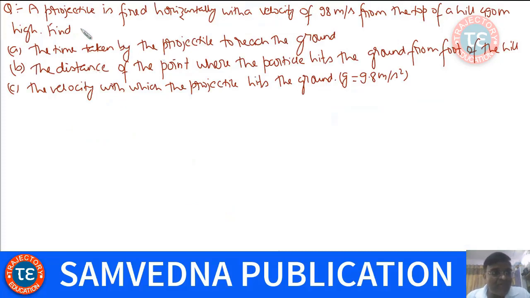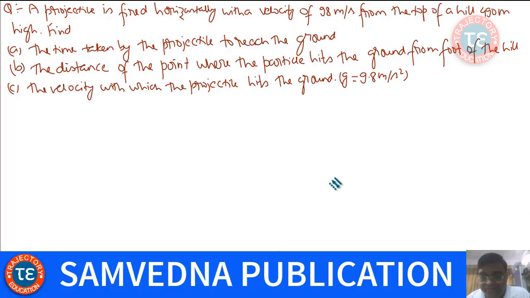Let's do this question. A projectile is fired horizontally with a velocity of 98 meter per second from the top of a hill 490 meter high. Find the time taken by the projectile to reach the ground. Second question is the distance of the point where the particle hits the ground from the foot of the hill. And then the question is the velocity with which the projectile hits the ground. Let's try to do this question.